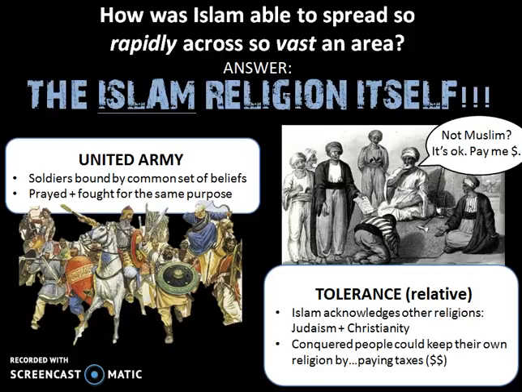So because of geographical advantages, successful military conquests, and accessible religion, Islam was able to spread so rapidly across so vast an area within the first 100 years of its creation.